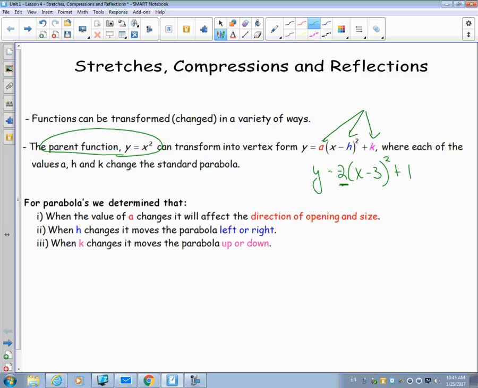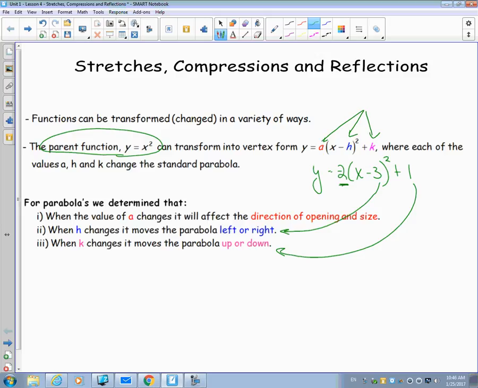The h, the 3, moves things left and right. And you might remember you take things out of the bracket, you do the opposite sign. So a -3 inside the bracket actually moves things to the right 3. And the +1 at the end moved things up and down. Okay, +1 moved it up 1. And using this vertex form, we can actually sketch a new function. We used our vertex and our step pattern and made our new dots.